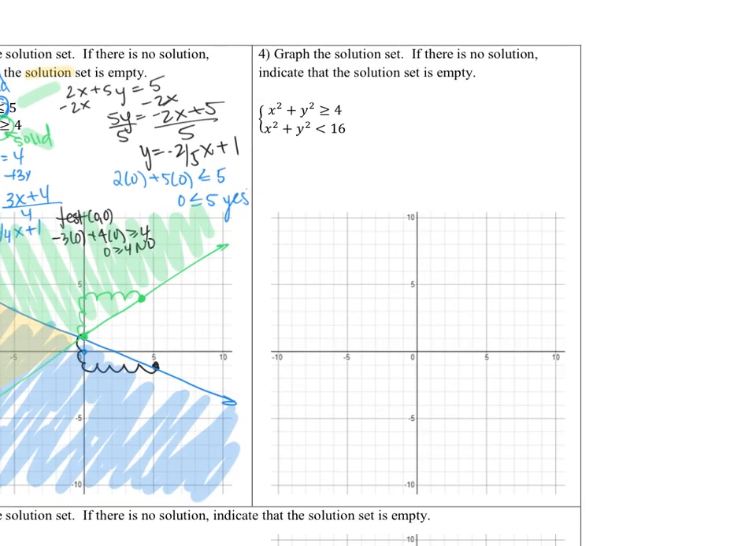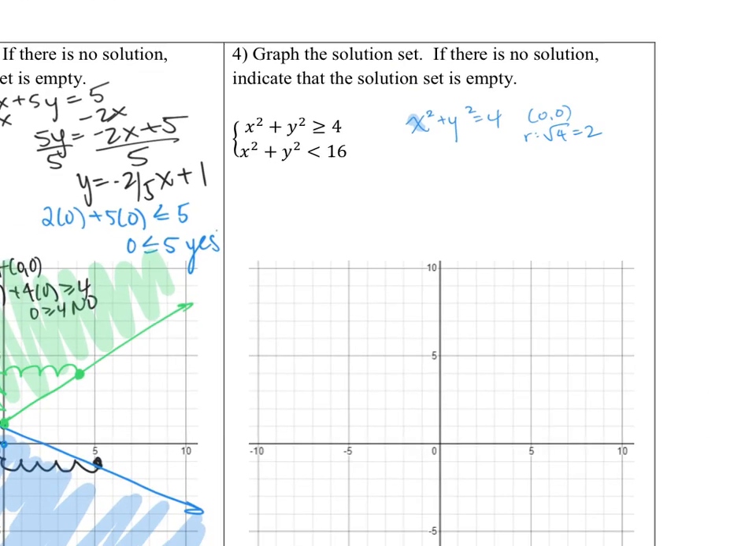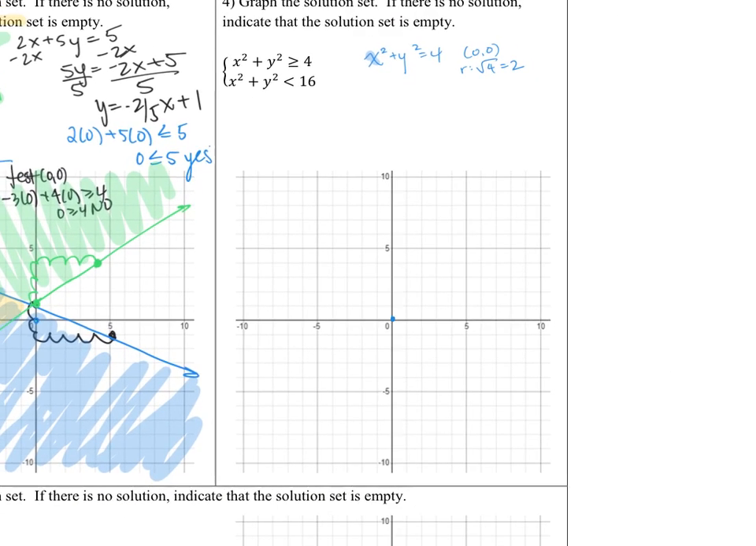All right, let's look at number 4. Number 4, our boundaries here are circles. So we have x squared plus y squared equals 4. That's a circle at 0, 0 with a radius square root of 4, which is 2. So I'm going to sketch that. 0, 0, 1, 2, 1, 2. And this is going to have a solid line because of the equal to. So there's my graph.